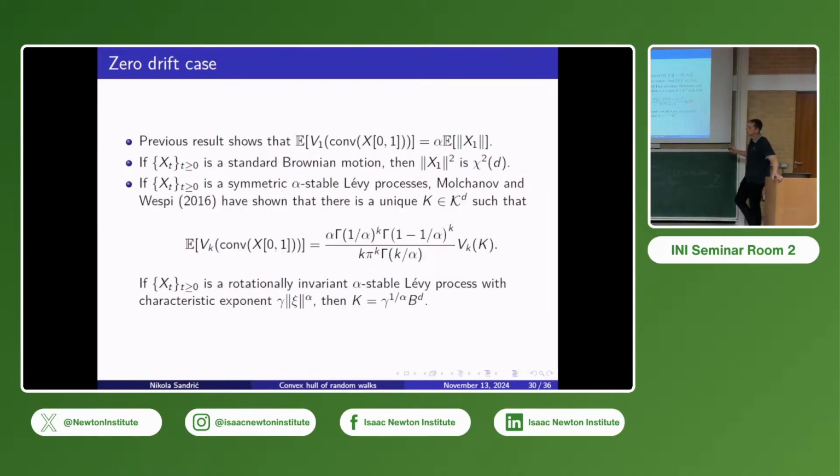And if we are in the rotationally invariant situation, so we have more regularity, then we expect that this K is more regular, and this is actually true. So it's a ball of certain radius. So if our X is stable with this characteristic exponent, then this set K is just given in this form. So for example, if X is a standard Brownian motion, then gamma is 1/2 and alpha is 2. So just plug this in and we can easily compute it.